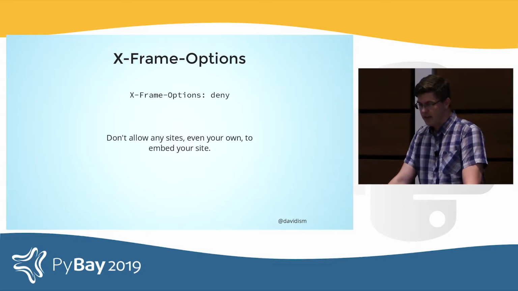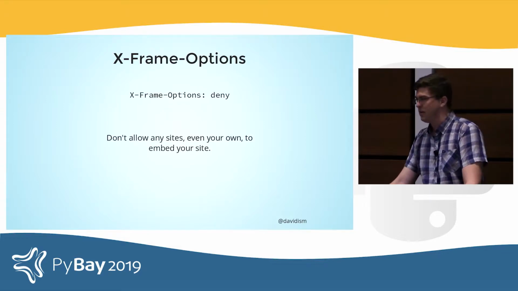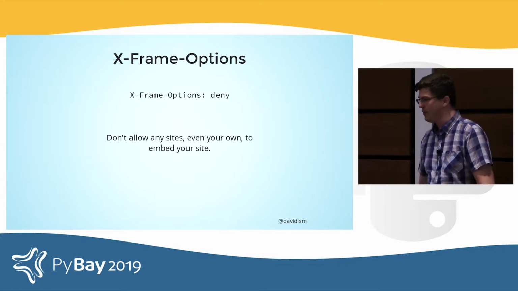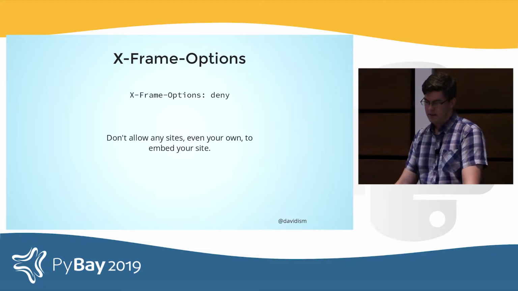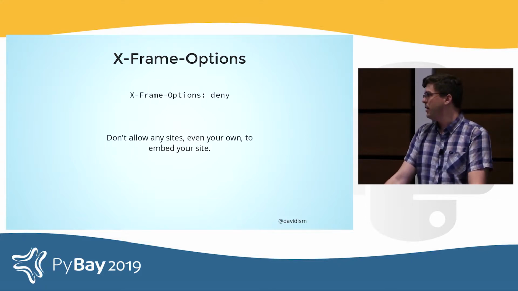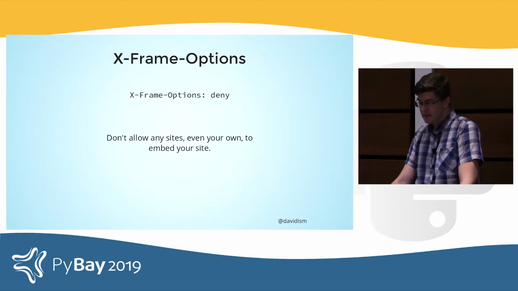So you can set this header and it will tell the browser, don't allow embedding my site. Like if you get back a page that has this header, it's not allowed to be in an iframe. The most secure option is just the deny option, which says don't allow anybody. You can also do stuff like same site, so your own site can embed your site. I don't know why you'd do that, but you can.